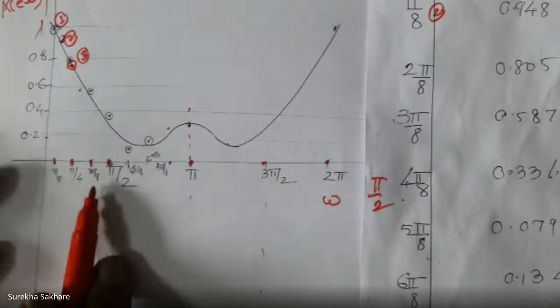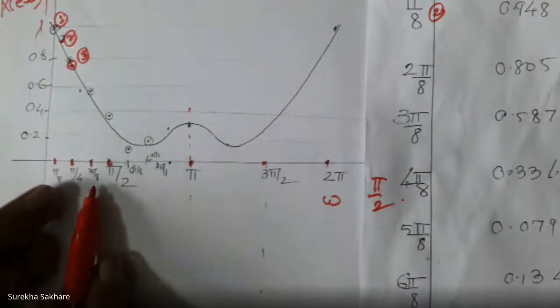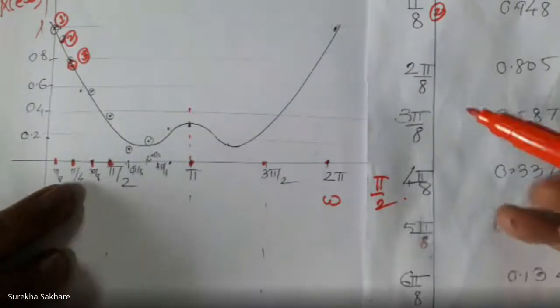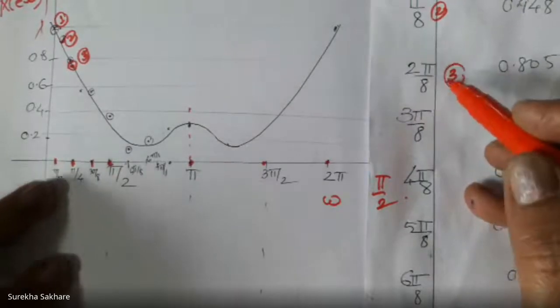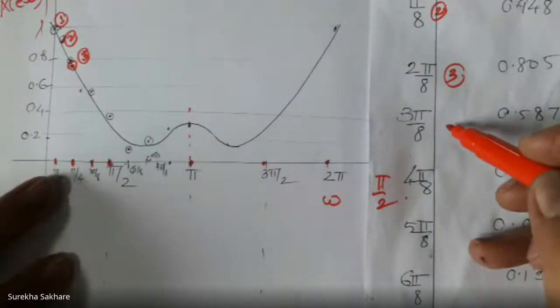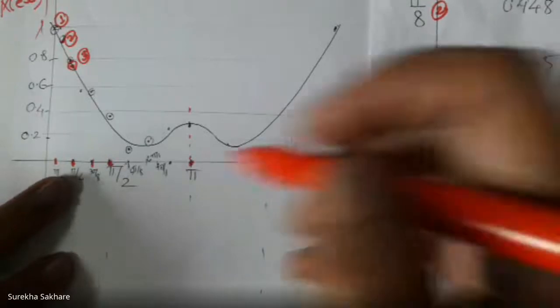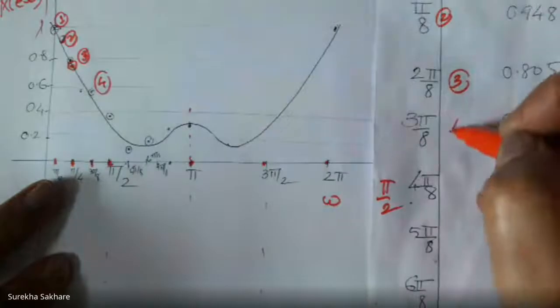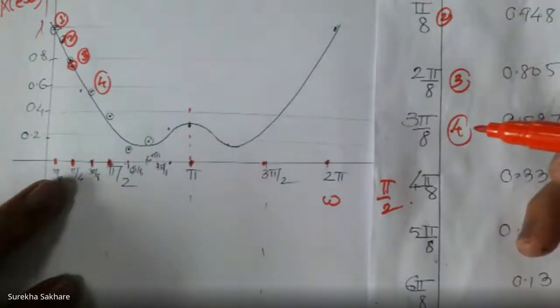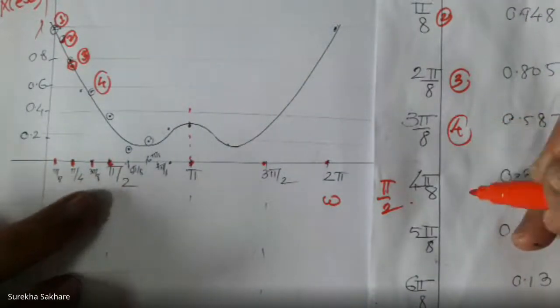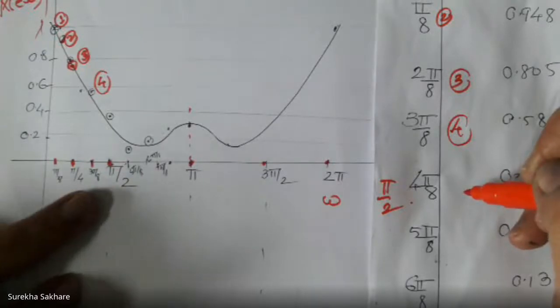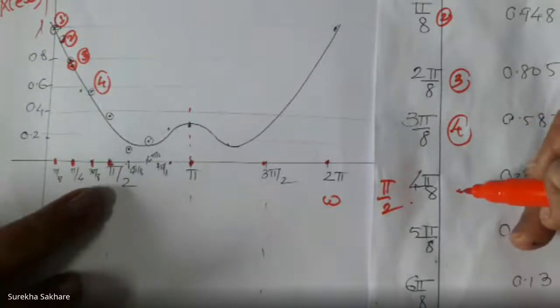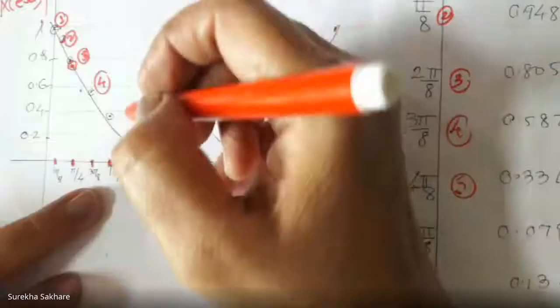Did we write this? 3 pi by 4? We didn't go for this 3 pi by 8. 3 pi by 4 is done. Then this one, 3 pi by 8, value is 0.5. This is the fourth reading. Then you have this 4 pi by 8, that is pi by 2. This is the fifth reading.